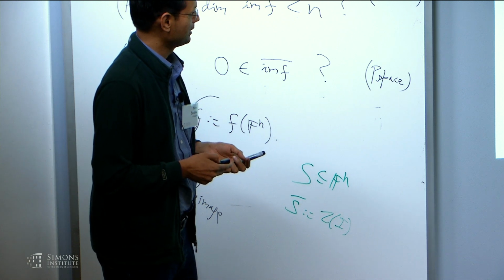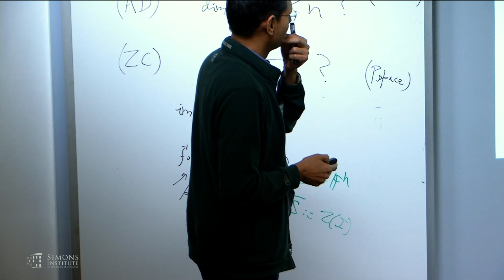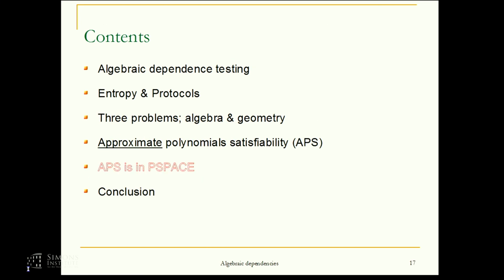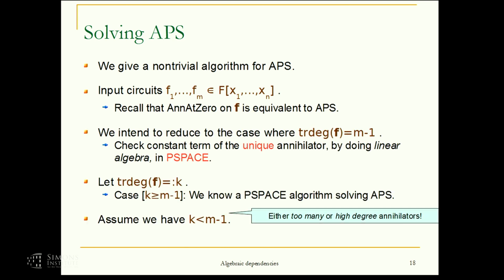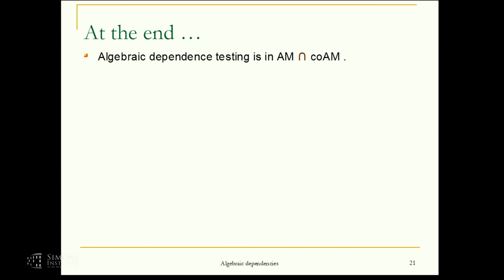So let me just jump to this. In particular it covers GCT Chasm, because this VP bar hitting set generator verification problem can be reduced to APS. And in fact, anything to do with approximative complexity can be reduced to it. So all those things are special cases. Let me skip the proof. I can discuss the idea offline.